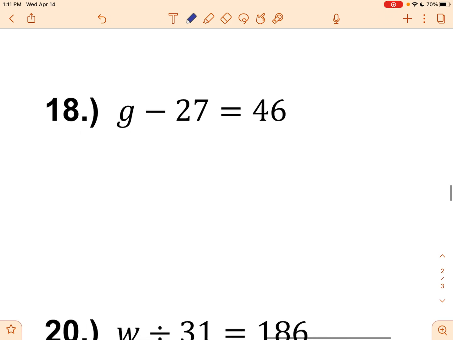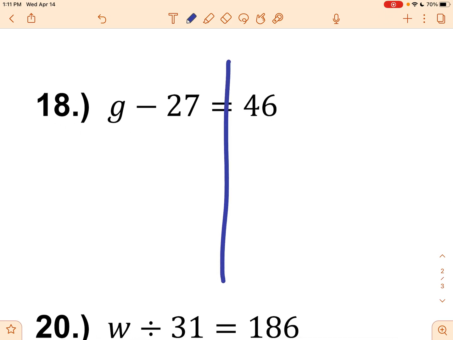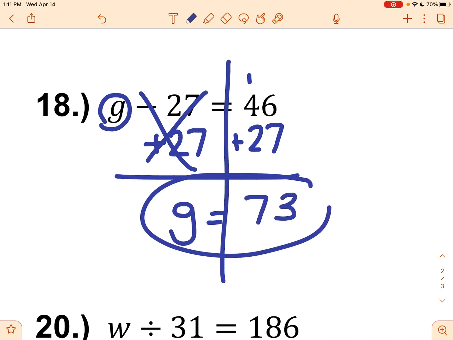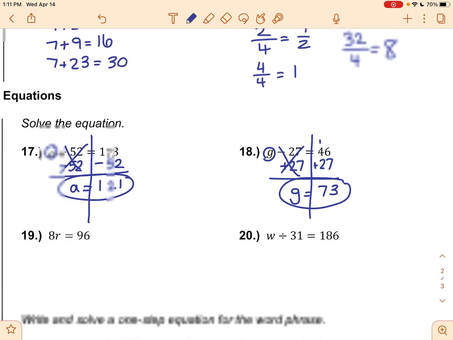Moving on to number 18, draw your line. G minus 27 equals 46. We want G by itself, so we need to move this minus 27 by adding it to both sides. So they cancel out. We're just left with G. 6 plus 7 is 13. 4 plus 1 is 5, plus 2 is 7, so 73.